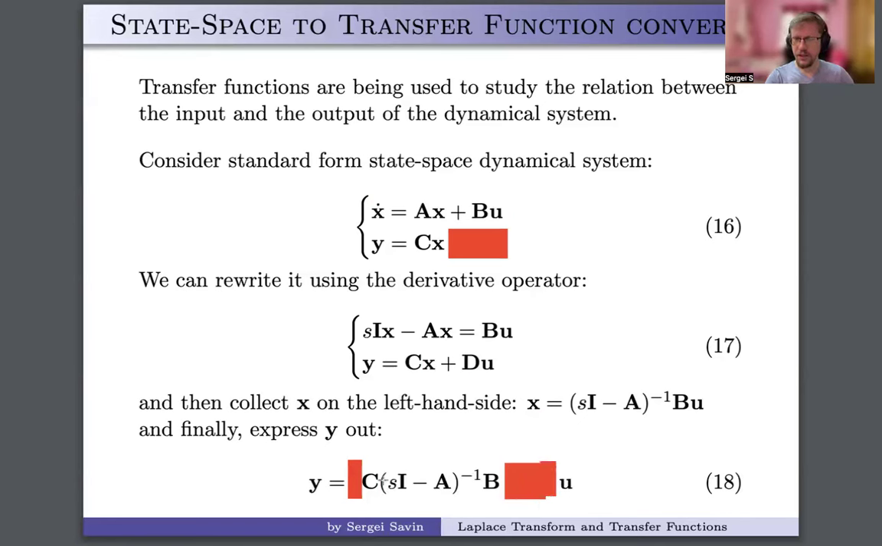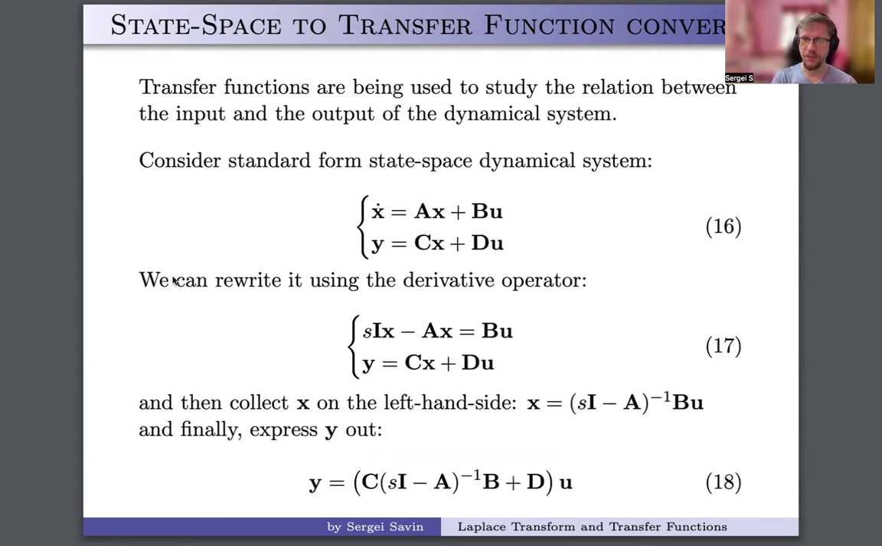C(sI - A)^-1 B times U. Very simple. And that is the expression for the Laplace transform from U to S. So this function in equation 18 will be your Laplace transform. So from state space to Laplace transform, it is very easy to go. Now, from there to ODE, it is also quite easy to go.